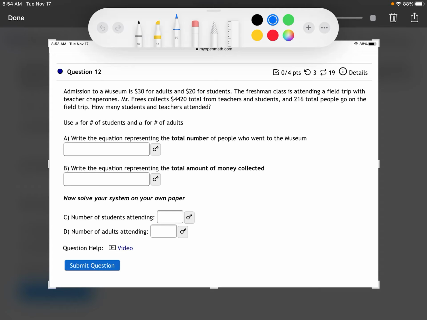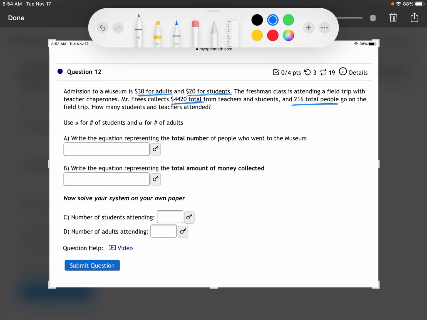So admission to a museum is $30 for adults. That's going to be my first. And then $20 for students. The freshman class is attending a field trip with teacher chaperones. Mr. Freeze collects this much money from teachers and students, so that's our total amount of money. And then 216 total people go on the field trip. How many students and teachers attend?